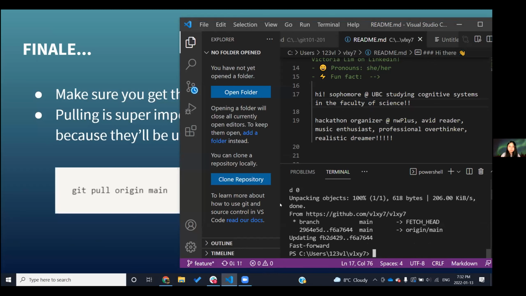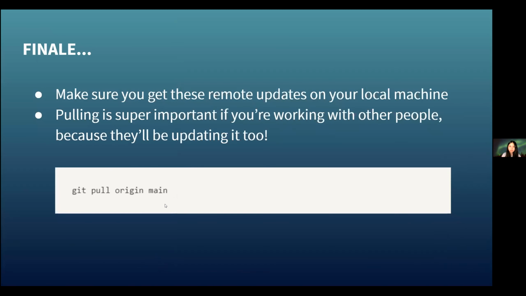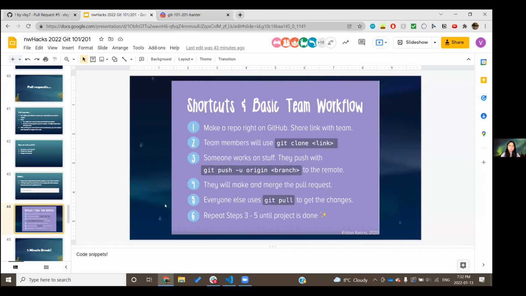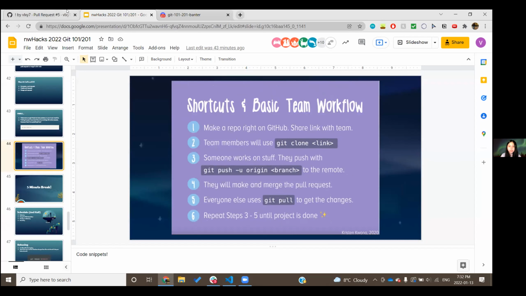And yeah, so this essentially just helps us to make sure that we get a copy of the code back onto our local machine. Okay, so just briefly, I will go over some shortcuts and basic team workflow and also show you how to create a new repository on GitHub. A lot of you will probably be doing that as you progress through the hackathon this weekend.